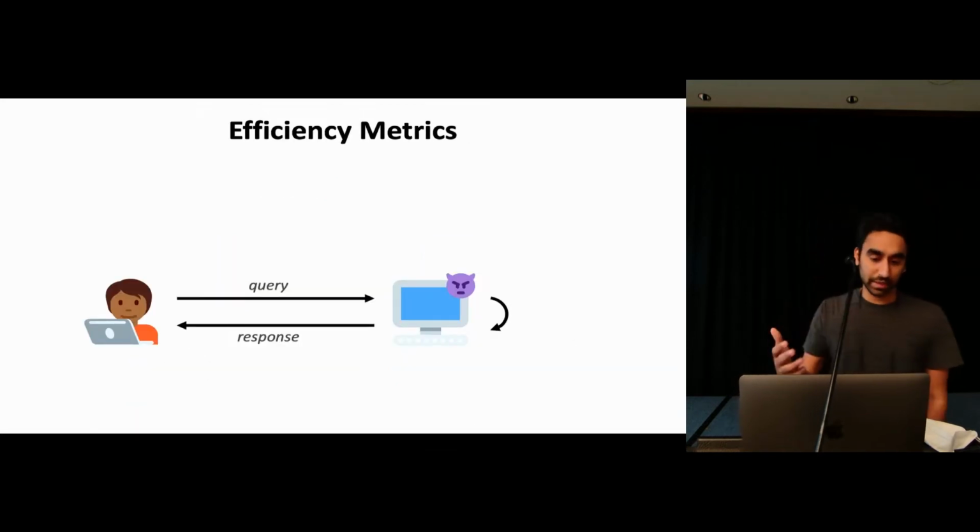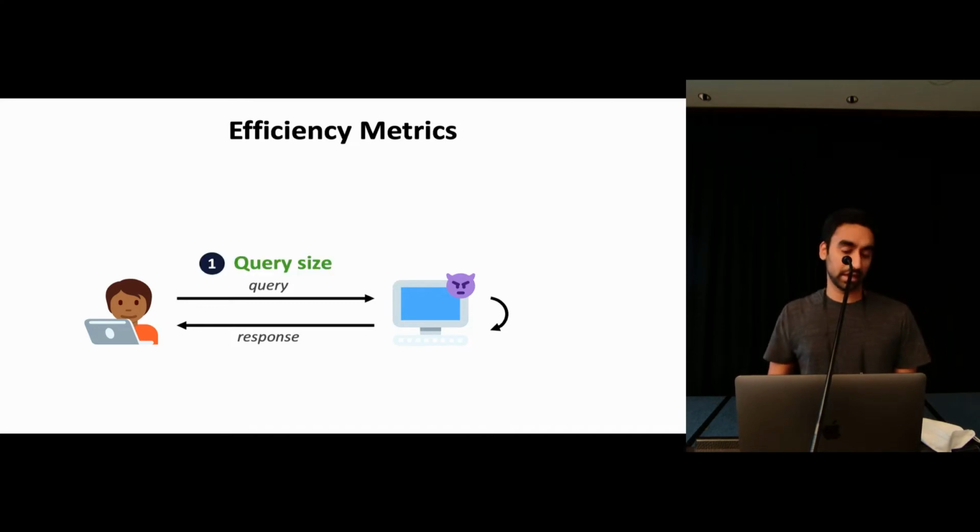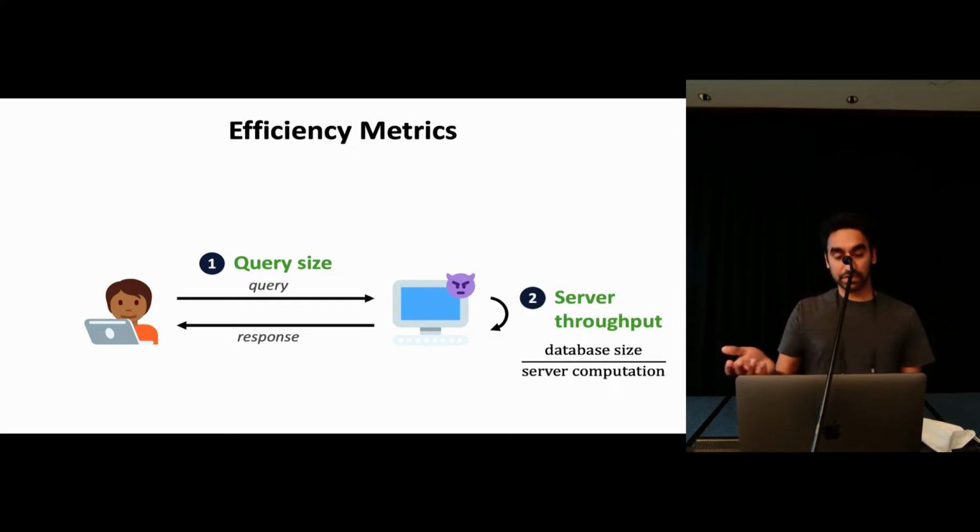When evaluating a PIR system, there's a number of efficiency metrics that we want to look at. The first is the size of the query. So this is how much the client needs to upload to issue a query. The second is the server throughput. This is the rate at which the server can process the database to answer a query.